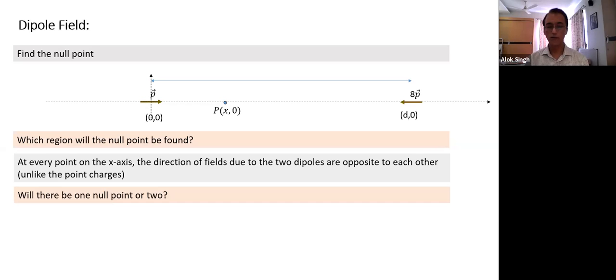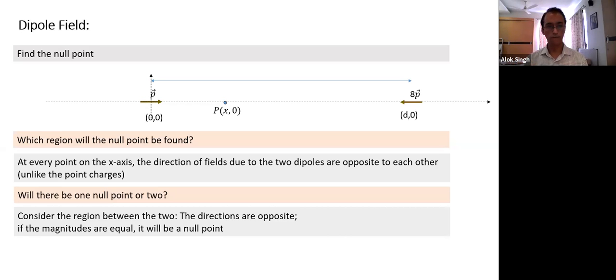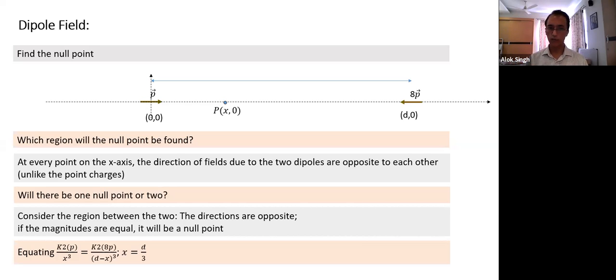First, let's take a point P at x equal to 0 between the two. Since the directions are already opposite, we equate the magnitudes. If the magnitudes are equal, it will be a null point. So we equate k times twice the magnitude of the dipole divided by the cube of the distance, for the left dipole, with k times twice the magnitude, here 8p, over the distance (d minus x) cubed. If we equate, we find x is equal to d by 3. Now the second question comes: can there be any other null point also?